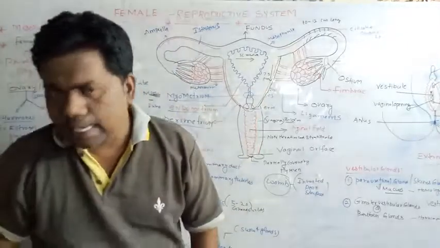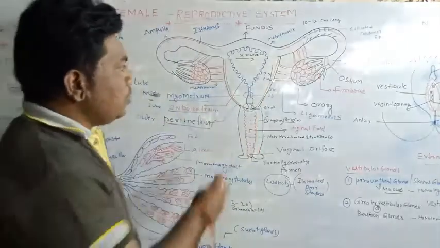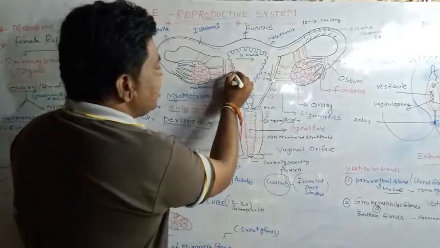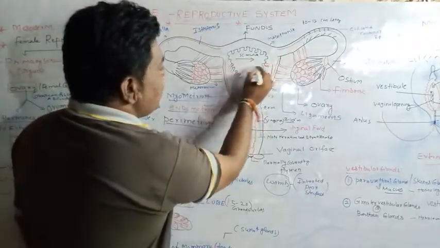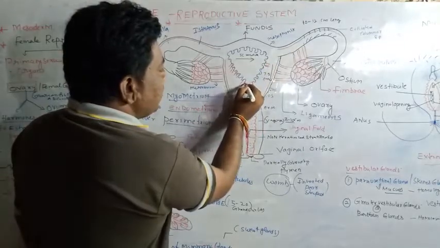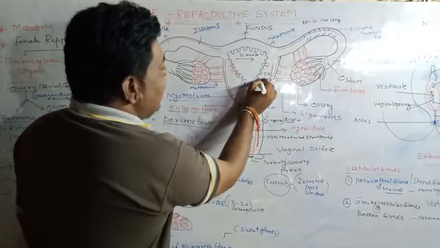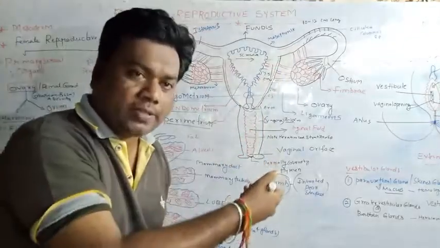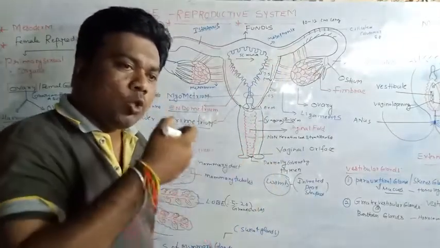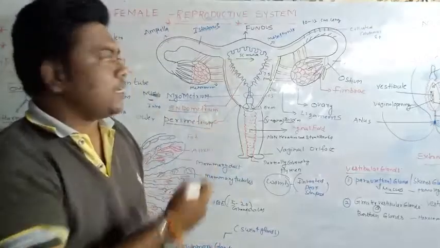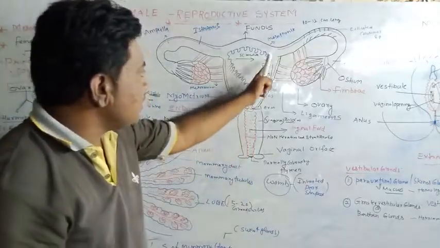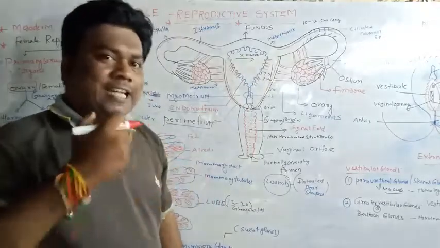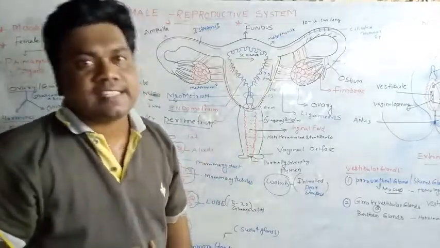This endometrium contains blood vessels. You can see here, this is the endometrium. It is highly vascularized, meaning it contains a lot of blood vessels, and blood capillaries are present in the endometrium layer. That layer ruptures due to the menstrual cycle.